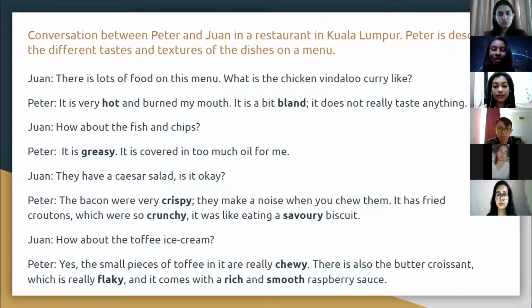Okay, what does savory mean? Savory is a vocab that explains a taste of food belonging to a category which is salty or spicy rather than sweet. As you can see in the sentence, it was like eating a savory biscuit. Normally we know that a biscuit is always sweet, right? So savory means that it can be salty or spicy. It cannot always be sweet, right?